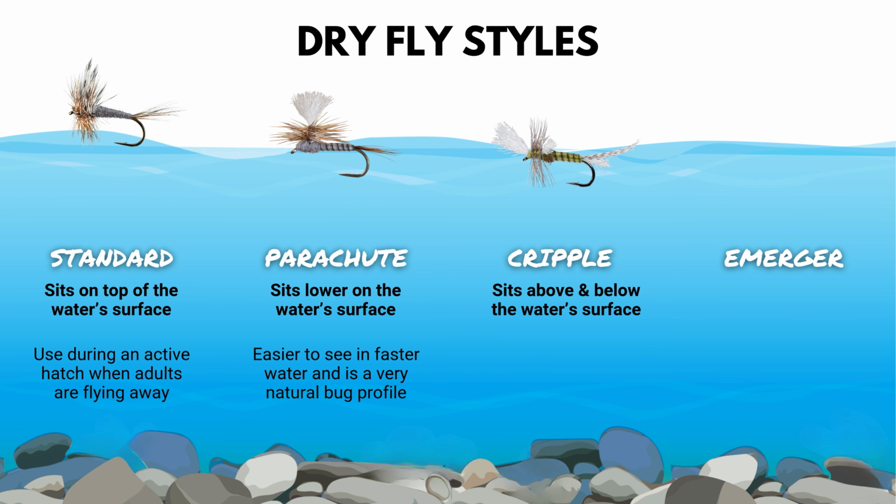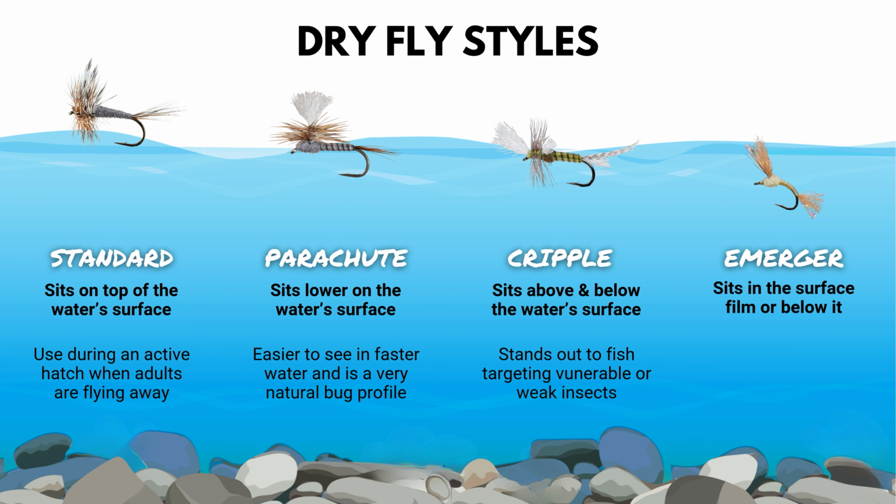Your cripples are going to have some parts of the fly on top and others in the surface film. These often stand out to fish because they're an easy meal ticket that can't get away. And your emergers are going to sit in the surface film or just under the water's surface. These are great to use at the front end of a hatch.